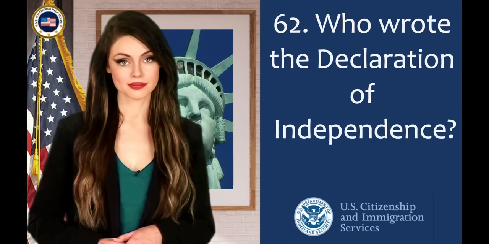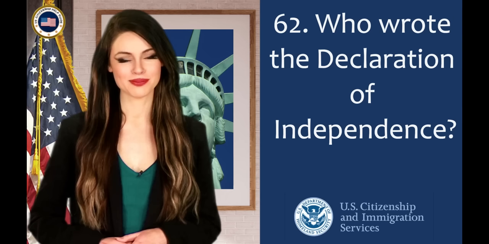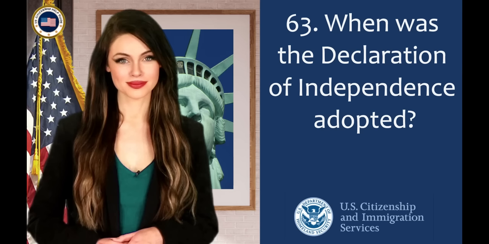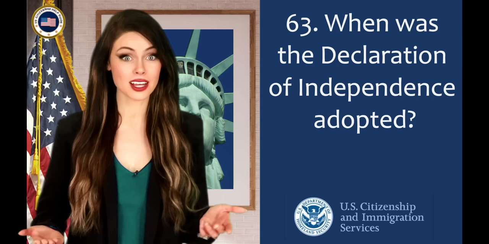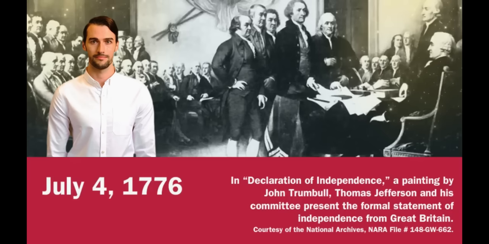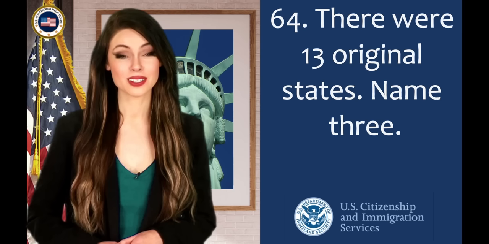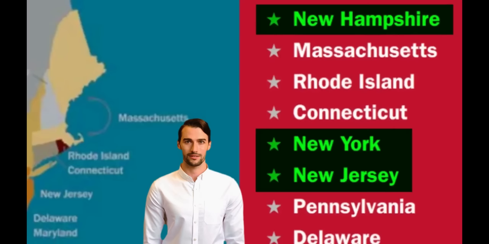Who wrote the Declaration of Independence? Thomas Jefferson. When was the Declaration of Independence adopted? 1776. There were 13 original states. Name three. New Hampshire, New York, New Jersey.